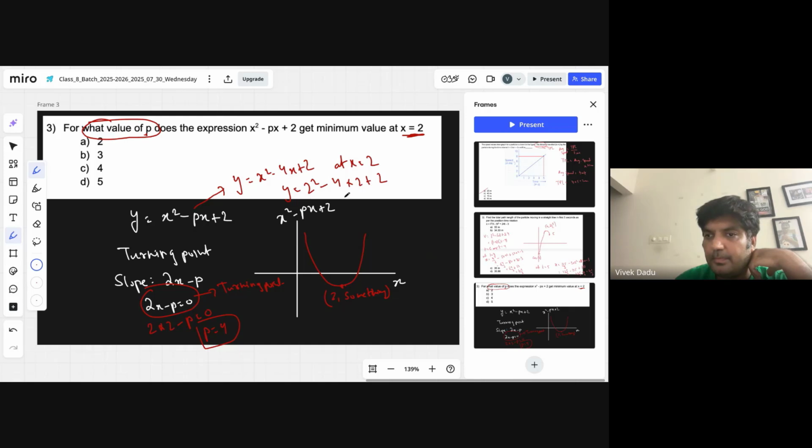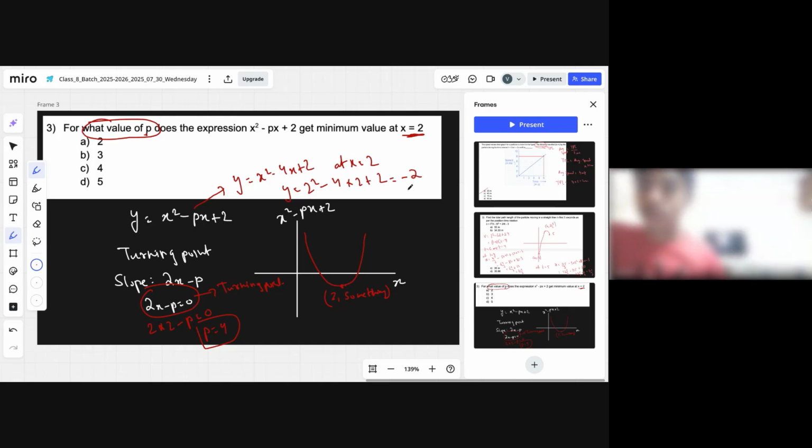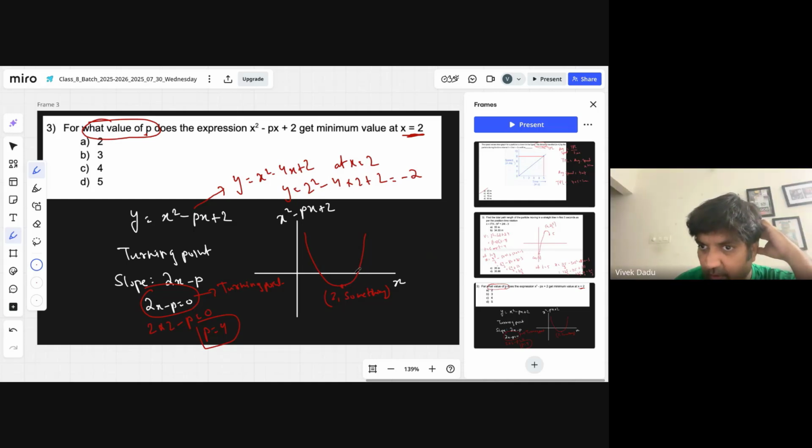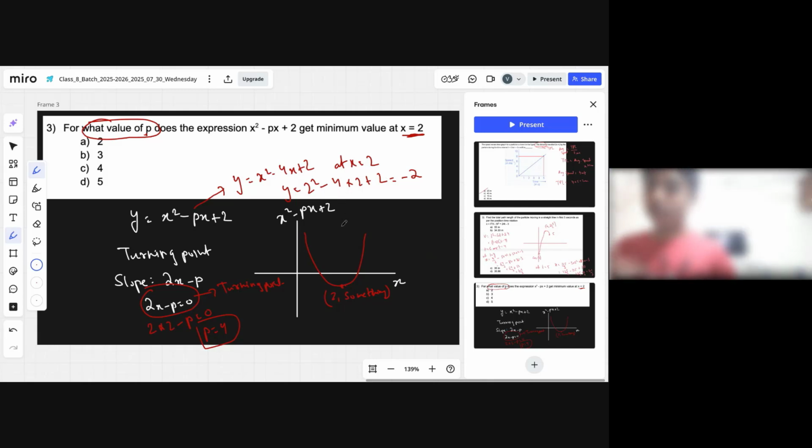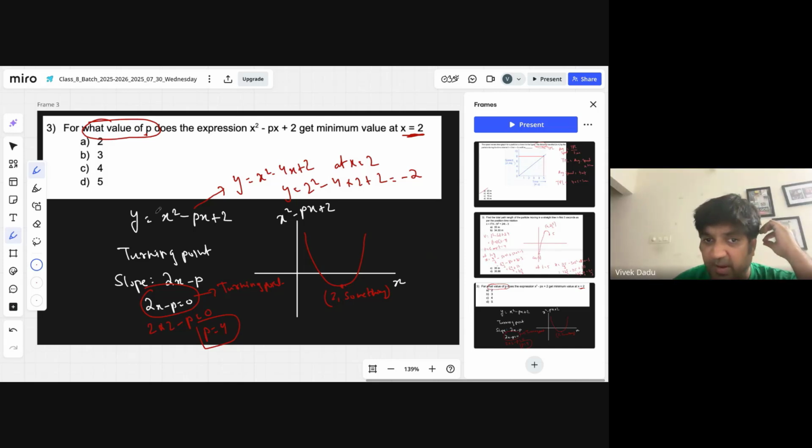Sir, I thought we should substitute 2 over there, so it will become 2 square minus 4 into 2, which is 4 minus 8, minus 2. And when we do it with 5, then we will be getting minus 4, sir. So in that way, I decided the minimum. No, so this is minus 2. So that helps you tell the minimum point, right? 2 comma minus 2.